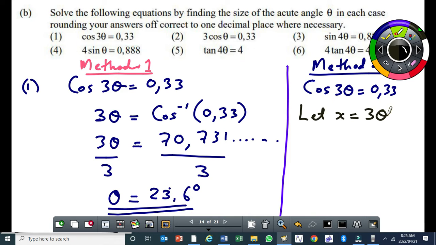3 theta. Because remember, I said our angle here is not theta, it's 3 theta. That's our angle. Then the equation will become cos x equal to 0.33. What this means is we need to calculate x first. Then, if we know x, we can eventually calculate the value of theta. So this will become x equal to shift cos of 0.33.